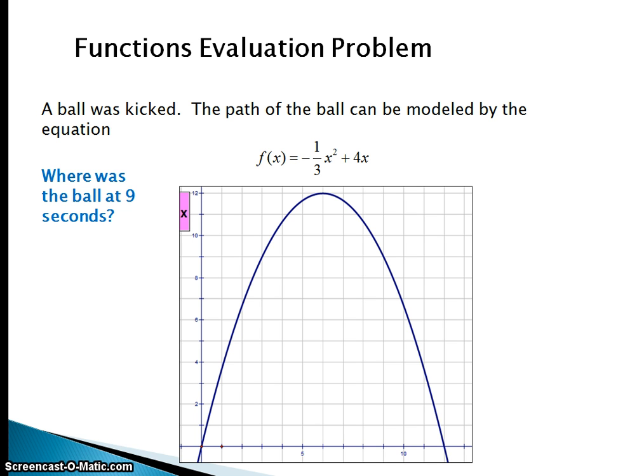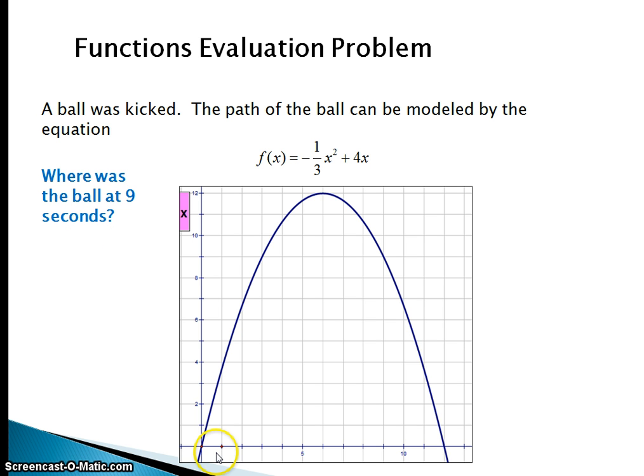Now the question is, where was this ball at 9 seconds? Well, in this equation, f of x represents the height of the ball, and x represents the time in seconds. So let me repeat that. f of x represents the height of the ball, in other words, how high it got. And the x-axis represents the time in seconds that the ball was in the air. And I want to know, where was this ball at 9 seconds?